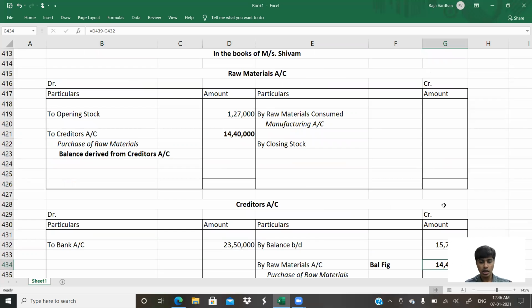We found this. Okay. In our raw material account, we have opening stock of raw material. We have purchases made. Raw material consumed is not found and closing stock is to be found. Two items are missing. Two balancing figures cannot be found. So what do we do?